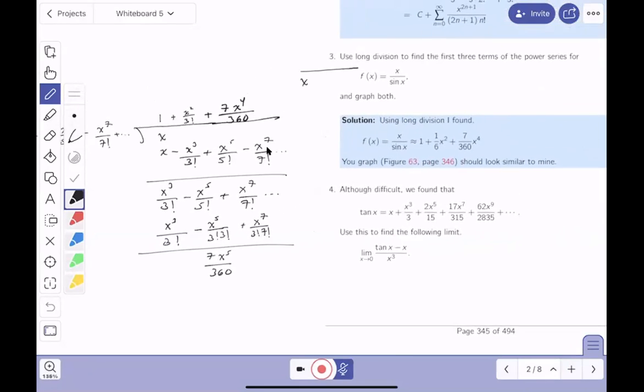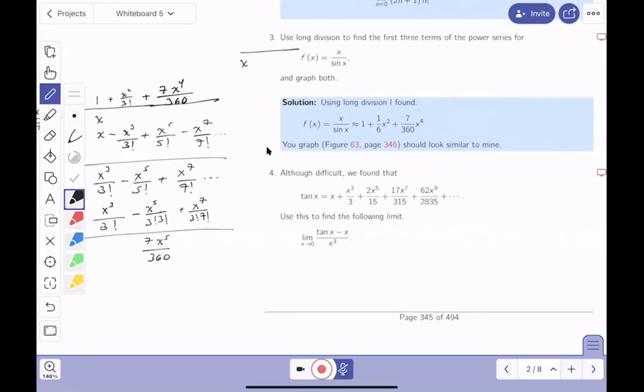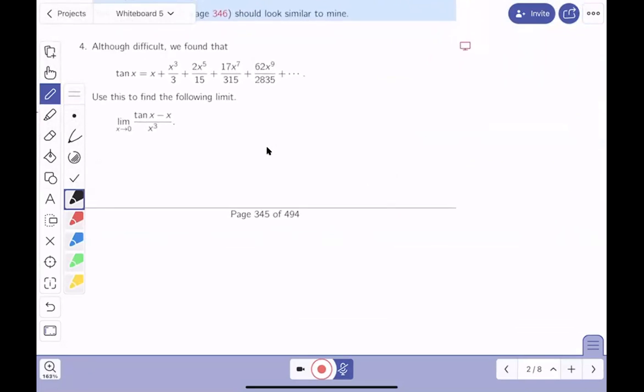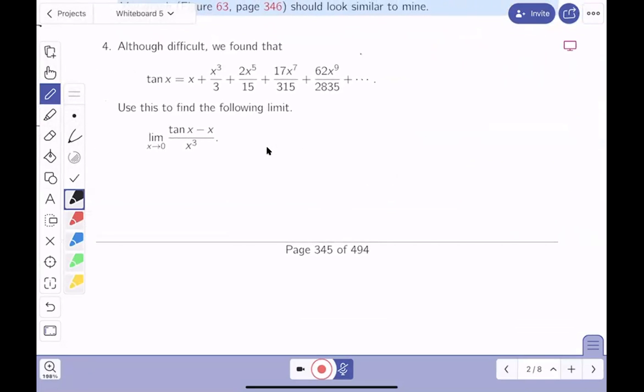Because I'll be honest with you, it really brings back nightmares of long division when I was in grade school, how difficult it was. So 1, and this is going to be x squared, and 3 factorial is 6. That's good. And then you get 7 over 360 x^4. All right, that's pretty good. All right. So it says, although difficult, that we found this in the past. And if you remember, we were talking about Bernoulli numbers and things like that. At least I think we were. And then they say, use that to do this. And I want to write down what they mean by that.